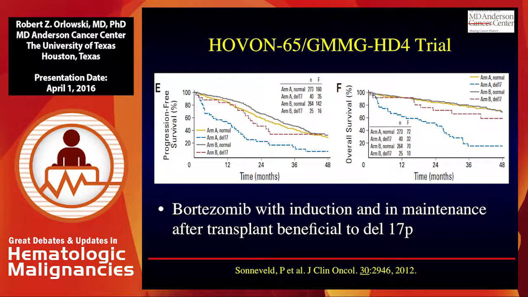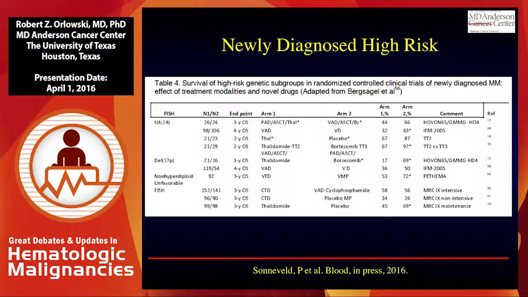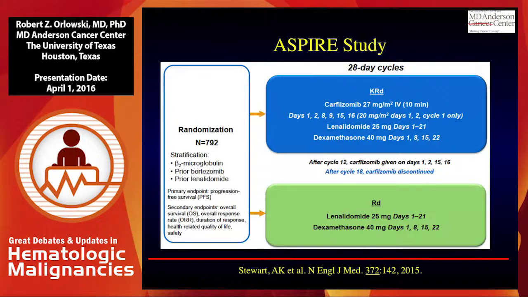The main difference, the only reason the study was positive, was because the deletion 17p patients did substantially better with bortezomib upfront and after transplant. That isn't necessarily the biggest sample size here, but it does make the case that perhaps they should be treated differently. This has been true for high-risk patients in other studies, showing that generally their outcome is better with novel agent-based therapies, including proteasome inhibitors, and probably more likely lenalidomide, not so much thalidomide. And there's a little bit of data about pomalidomide as well.